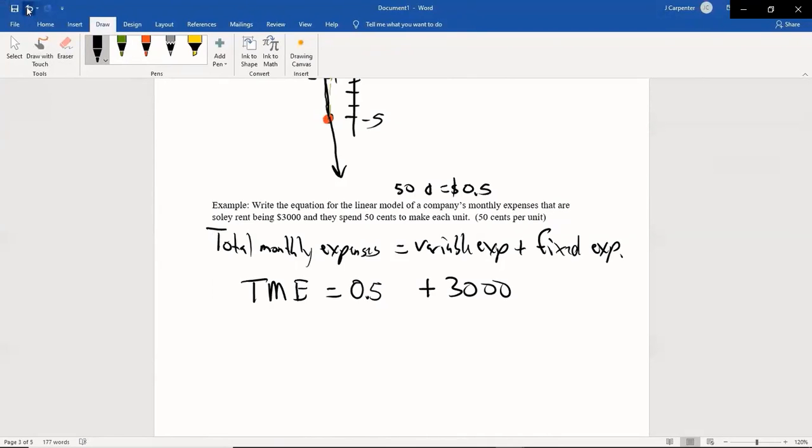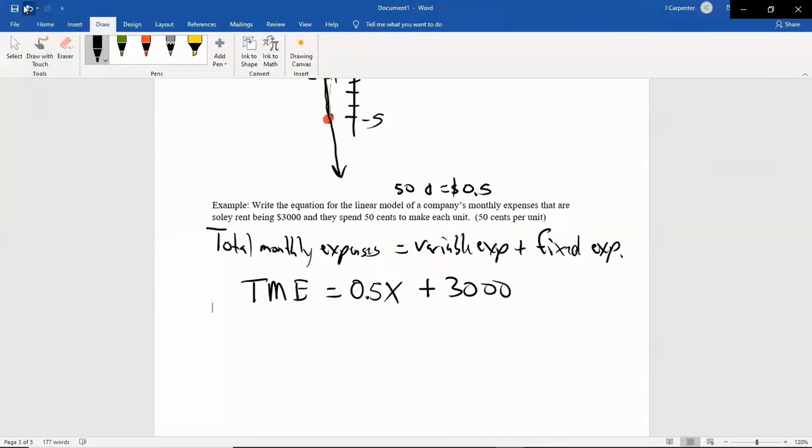Now, if you write this, it's wrong. Your total monthly expenses is not 0.5 plus 3,000. Remember, the variable amount has to have a variable. So you can use whatever letter you like. I usually like X. You could use U for units if we knew what we were making, like CDs. I could write C, or Q for quantity. You can use any letter in the alphabet. Don't ever use O. Please don't use O. It's a horrible letter to use. I think you can figure out why.